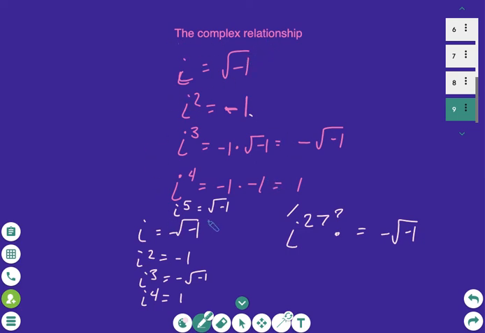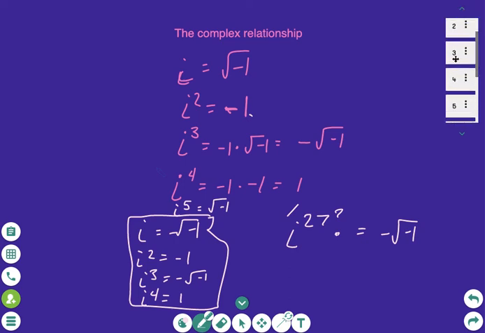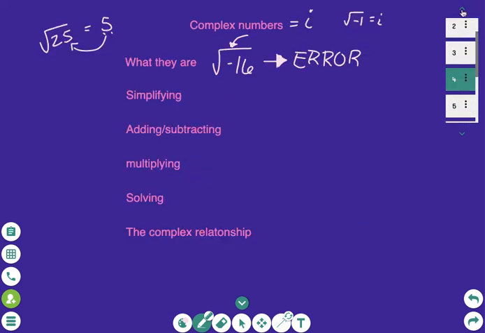If I were you, I would keep track of this and practice with it and play around with it, because that's usually what they're talking about. So, just as a reminder of all the different things that we talked about here, the complex numbers, what they are, simplifying, adding, subtracting, multiplying, solving, and the complex relationship.